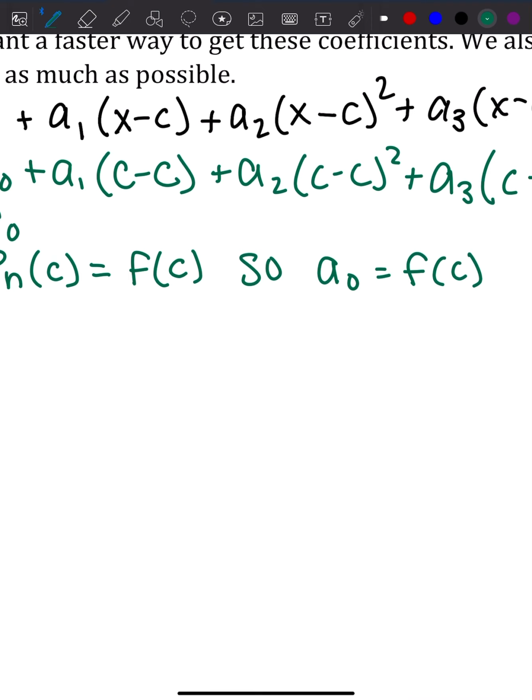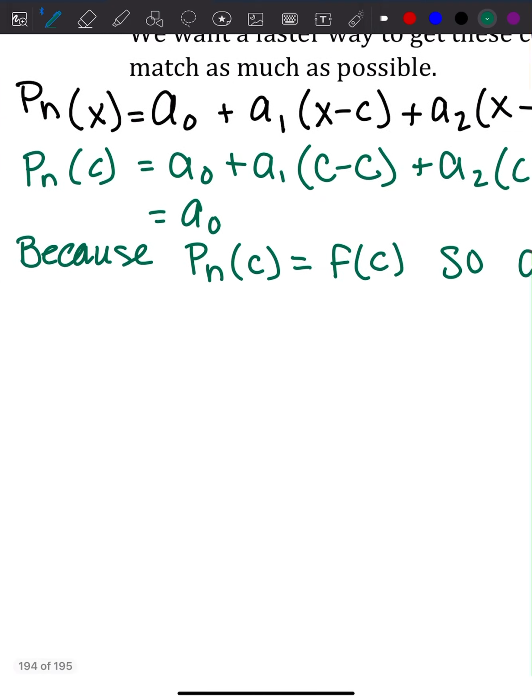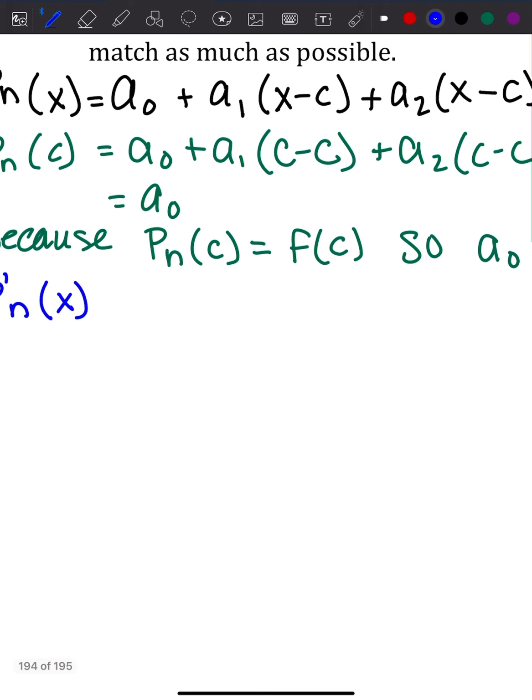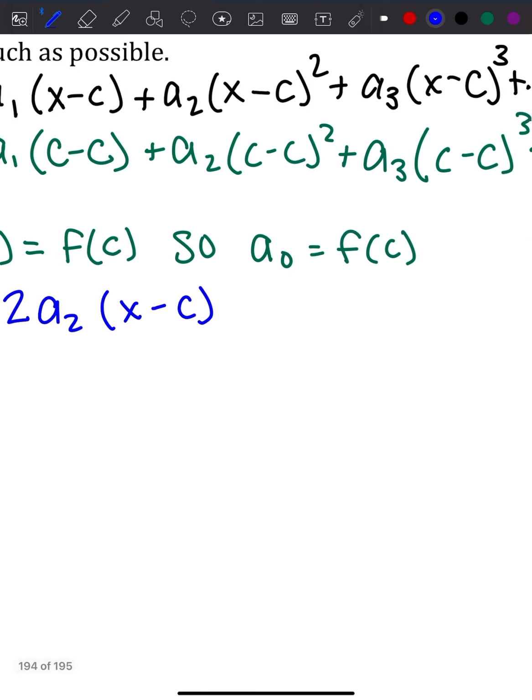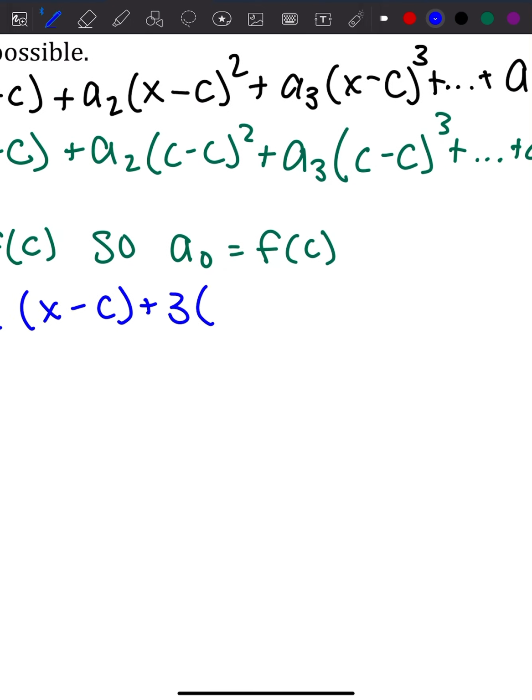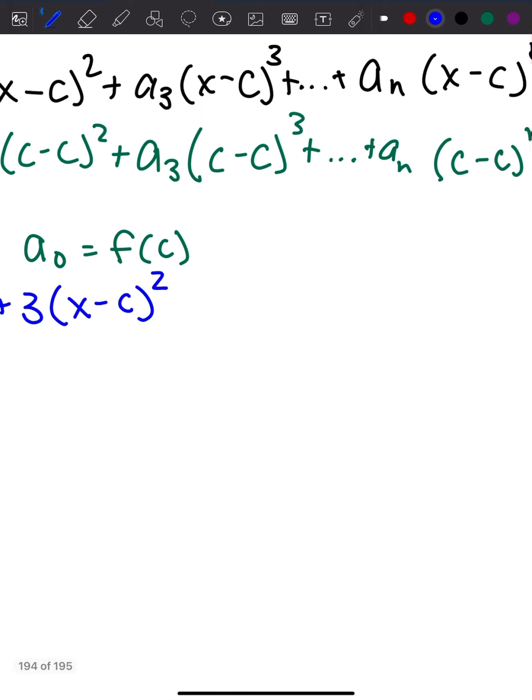So now that we've found that one, we're going to look at the first derivative. So we want p prime. So we need our derivative first. So I'm going to do the derivative. This is all of x. So I'm going to have a sub 1 first plus, this was squared, so I'm going to have 2 a sub 2 of (x minus c). We're going to have 3 (x minus c) squared. I'm going to write the fourth one on here just because.